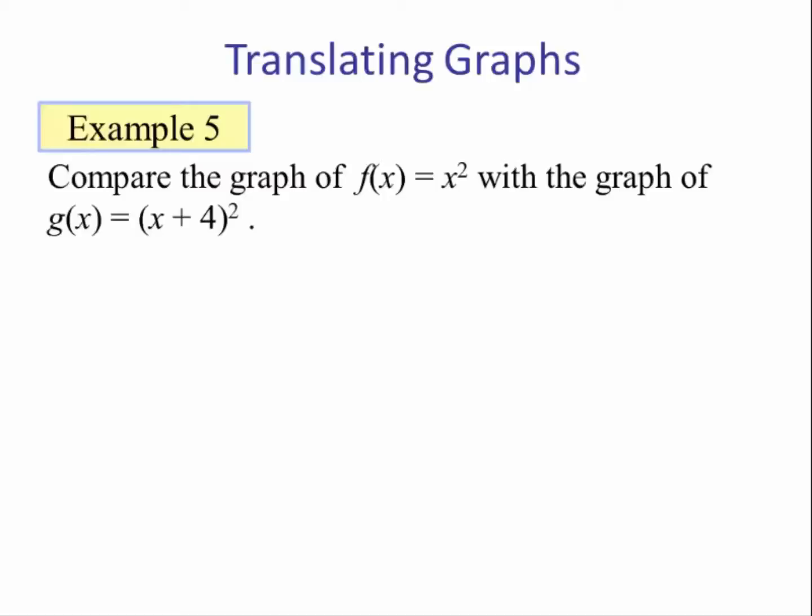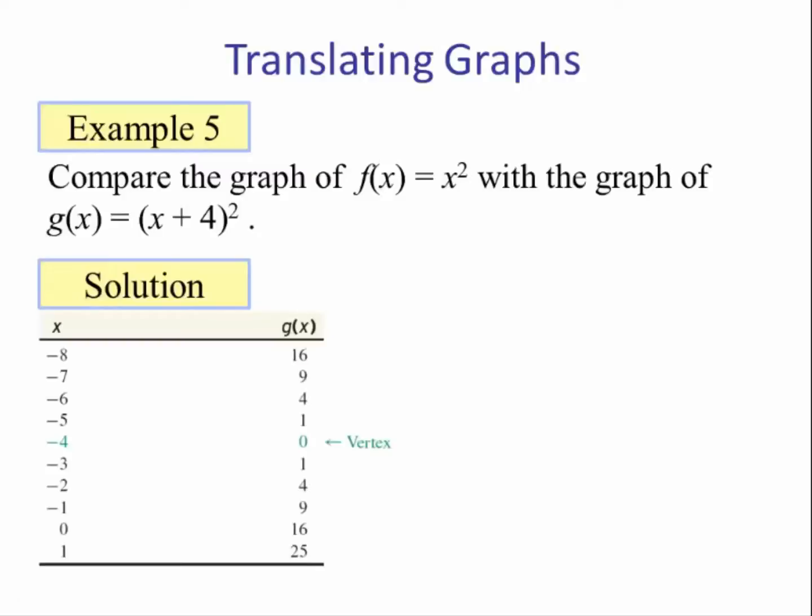Let's do another example. Example 5. Compare the graph of f of x equals x squared with the graph of g of x equals x plus 4 quantity squared. So in this case, h is a negative 4 because this is x plus 4. So if you recall, our form is x minus h. So when we pick values of x and plug them in g of x, here's our outputs. Again, when x is a negative 4, we get y to be a 0 because negative 4 plus 4 is 0 and 0 squared is 0.